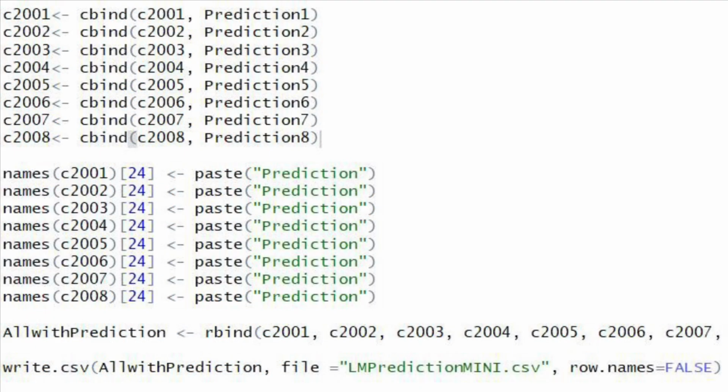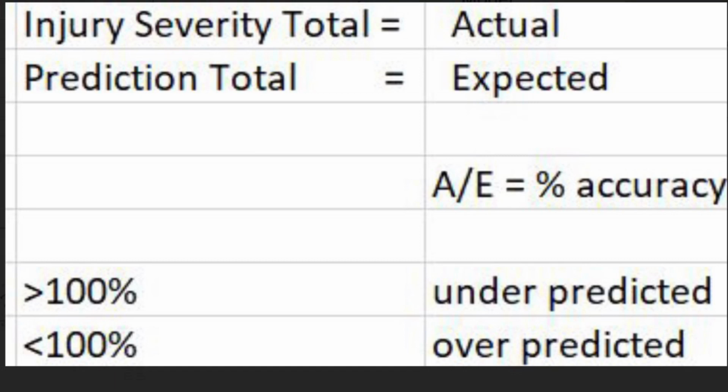For our project, we used the data from years 2001 to 2008. So, for each year, we would use the data from all other years to predict the outcome in the missing year. For example, to predict 2001, we would use the data from 2002 to 2008. We then combined all the different predictions and exported it from R into an Excel file. We then summed the values of the injury severity column to create an overall actual number of deaths throughout the year. Next, you do the same for the predicted values to create an expected number of deaths. The actual deaths are then divided by the expected deaths to provide a measure of how good our prediction is. A value under 100% means we overpredicted, while a value over 100% means we underpredicted.